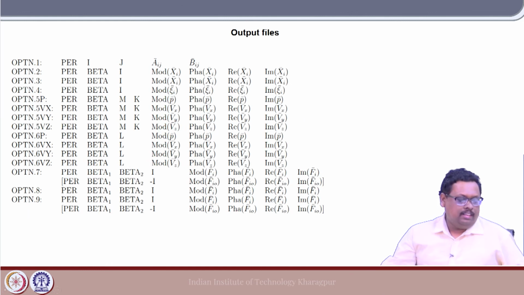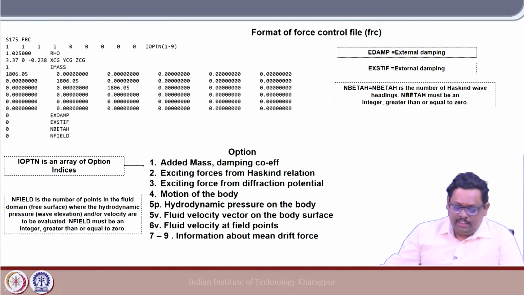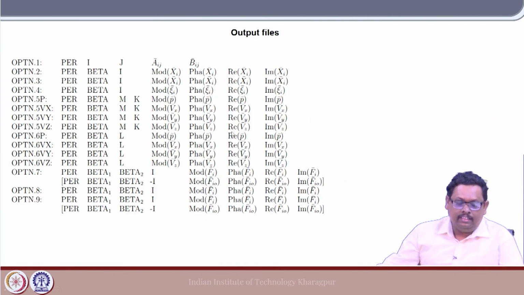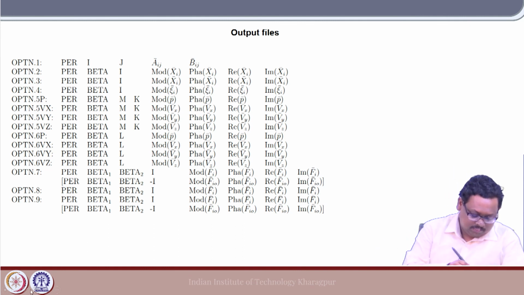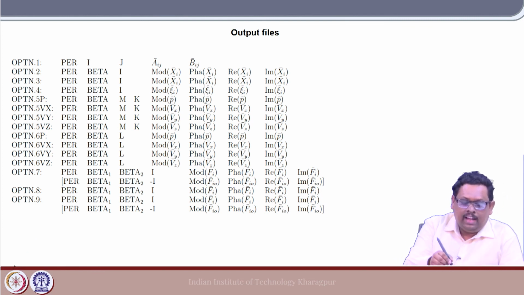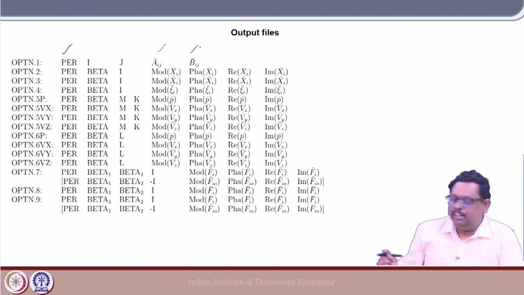Now, finally, let us see how I can get the output file. If you remember, I talked about the option file. Here, if you click option 1, this is how you can get your added mass and damping. The file should be written in this way: the first one is the period, then the modes, and then the terms Aij and Bij.